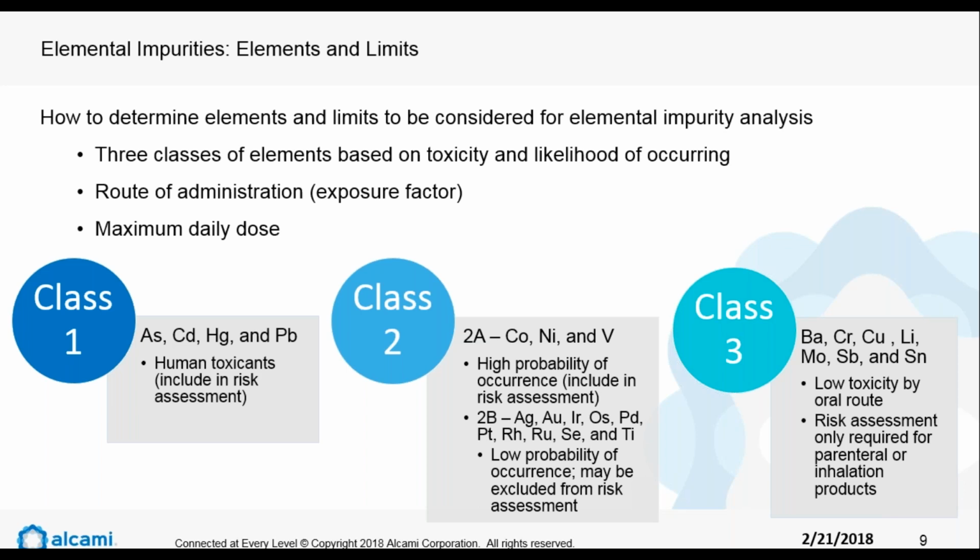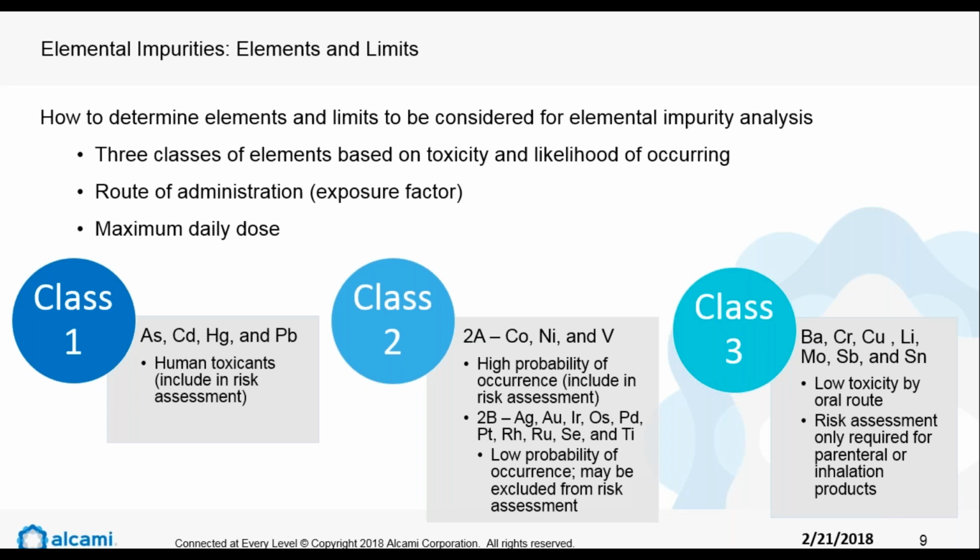There's also another table in the ICH and USP which talks about, based on the route of administration, which elements you are required to include in addition to any intentionally added ones. There are three routes of administration provided in those tables: oral, injectables, and inhalation. But it's really using an exposure factor to set the limits.